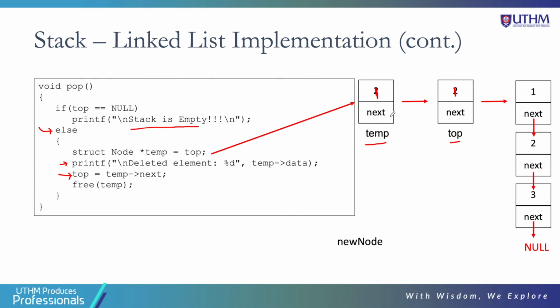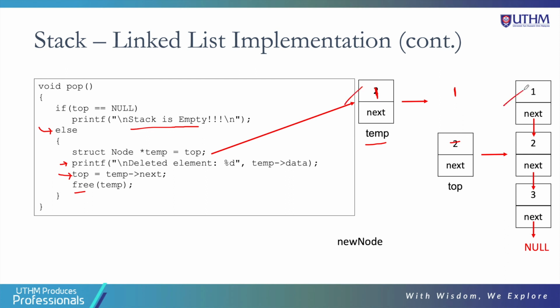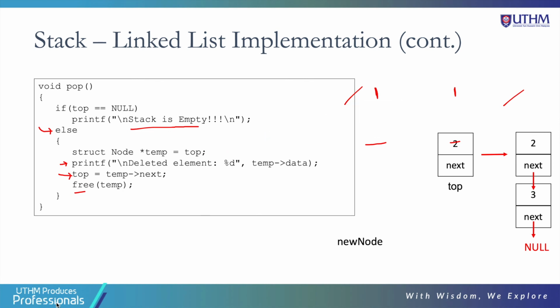Temp next is pointing to this one, right? Whatever this node is pointing to, all these nodes are pointing to the same address, because all these three are basically sharing the same address. So top equal to temp next, and then free temp. Free means it will delete this one from the memory. Because this and this are sharing the same address, it will delete both of these nodes together.